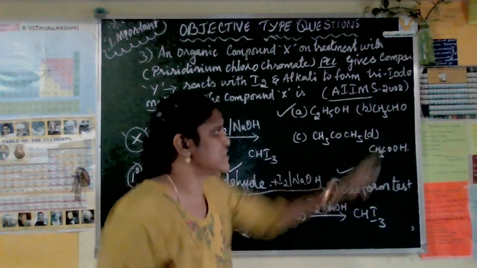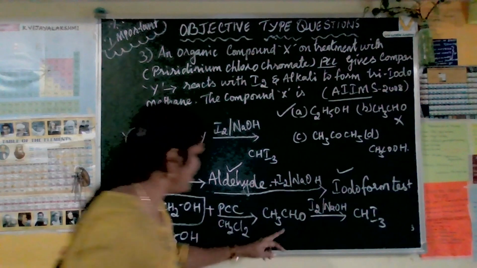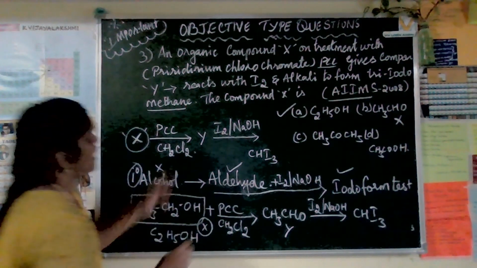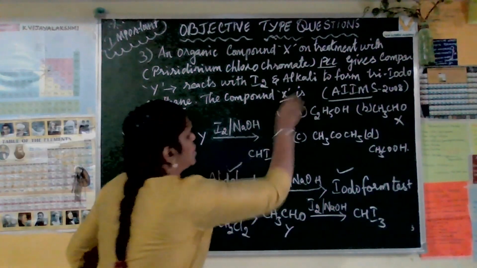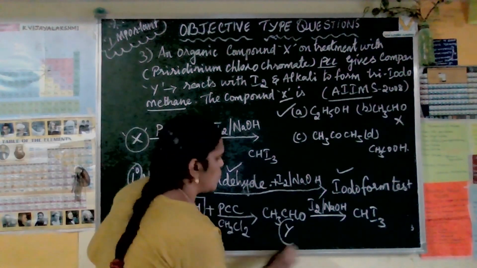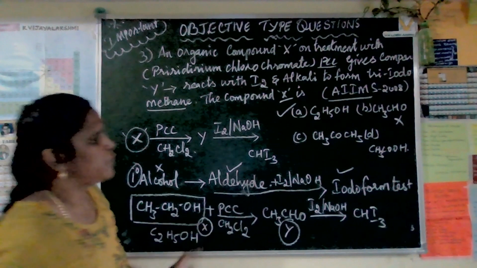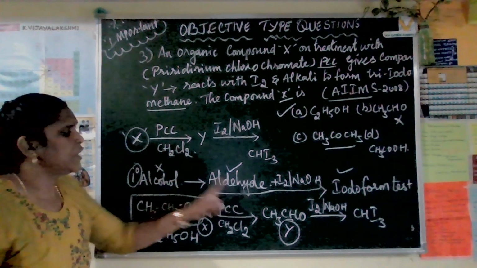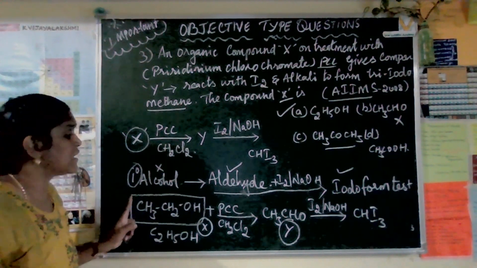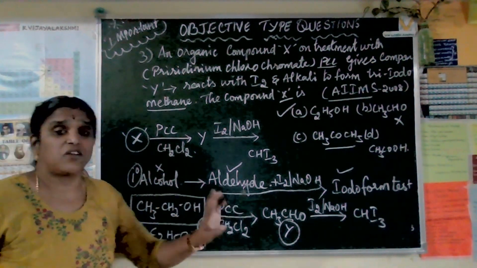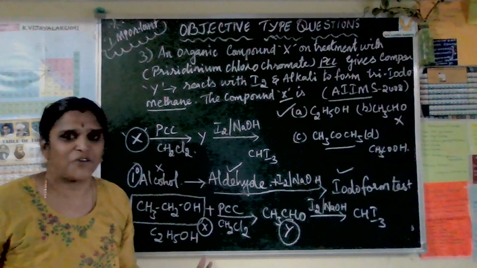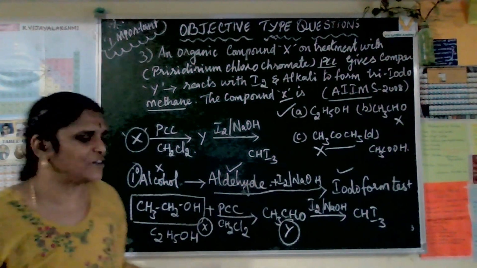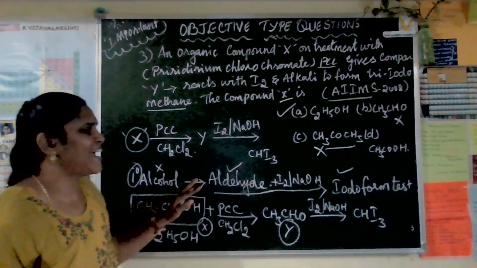Option B, why is it not correct? This is the compound Y. This is compound X. They are asking for compound X only. Acetone will not be coming. Why? Because primary alcohol only provides the aldehyde. Secondary alcohol only can give the ketone. Ketone cannot perform the iodoform test. So naturally this won't be there. And acetic acid, of course, will not come.